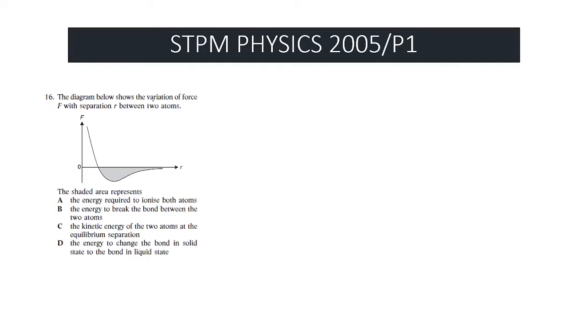The diagram below shows the variation of the force with the separation R between two atoms. The shaded area represents what? So first thing, we have a force and we have separation R. And we know that the work done is equal to the energy required, U equal to the integral of the force dot dr, which gives us this shaded area. So the diagram here gives us the energy to break the bond between the two atoms. So the answer is B.